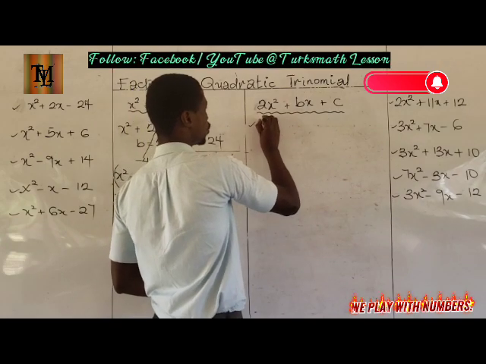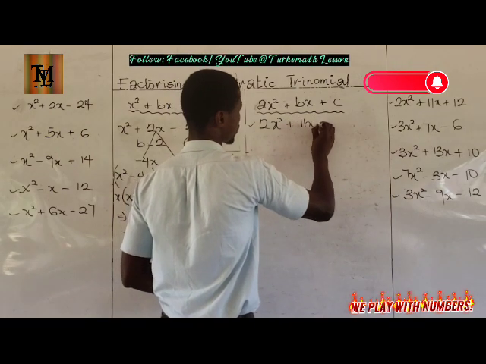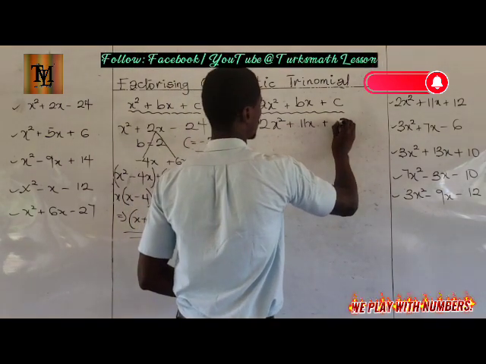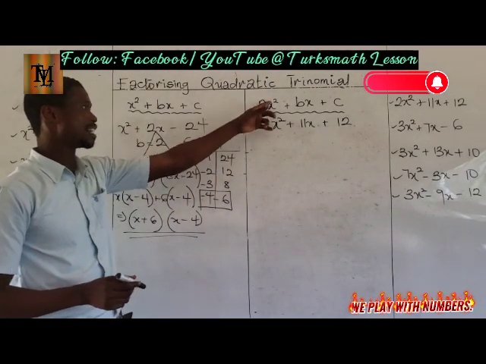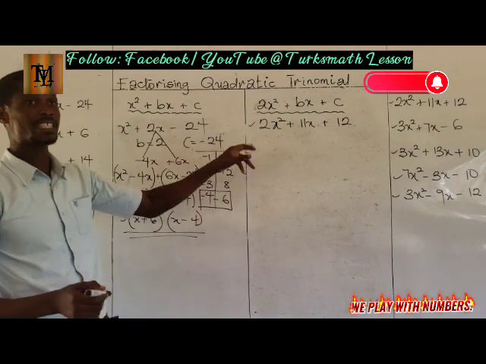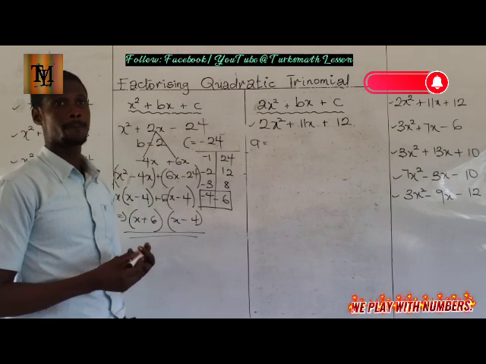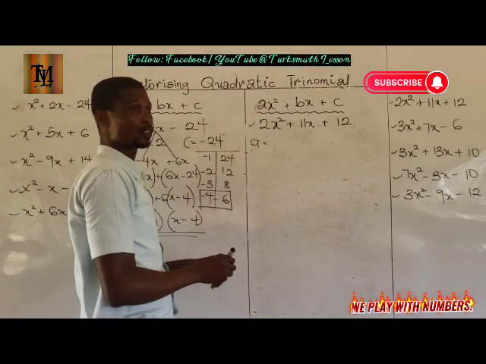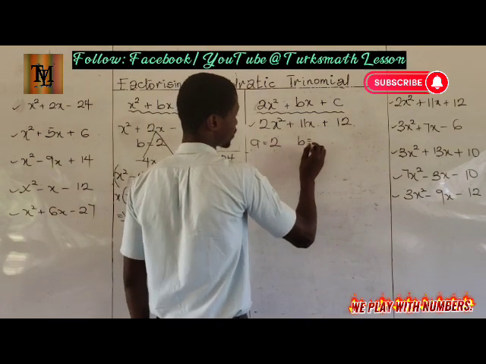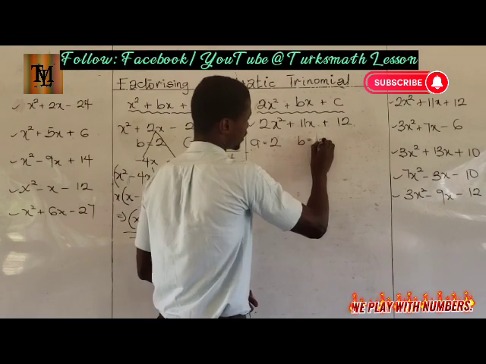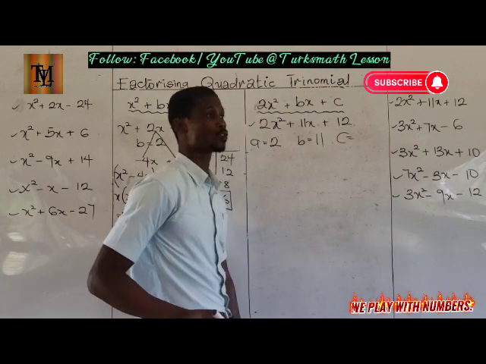That is 2x squared plus 11x plus 12. Now, what is the coefficient of x squared here? What's the value of a? What is the value of a in this expression? 2. And b is? What is the value of b? 11. And c. What is the value of c? 12.